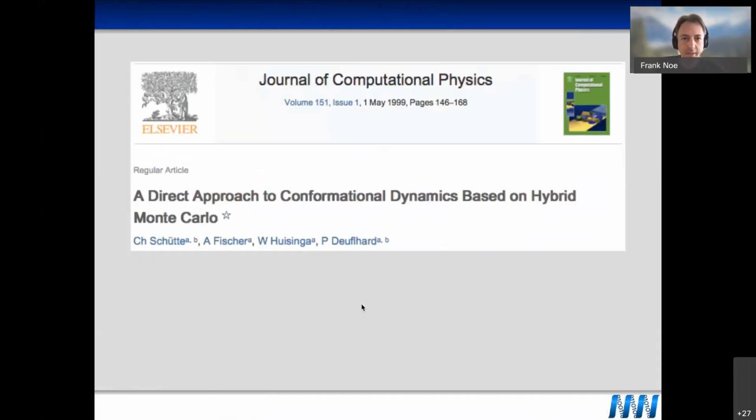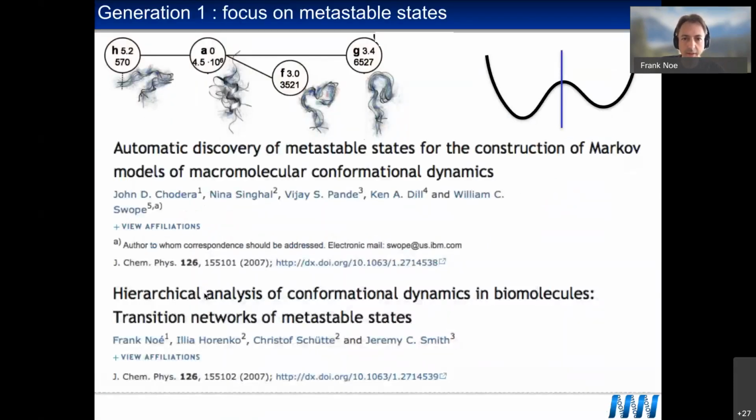So a bit of history. Much of the foundation of Markov state models was laid in this paper here from 1999 by Christoph Schütte and co-workers. Christoph is in Berlin. He's the president of the Zuse Institute, and because of this wonderful work, this was actually one of the main reasons why I moved to Berlin. And then in the next couple of years, we started extending Markov state models and making them usable for molecules.